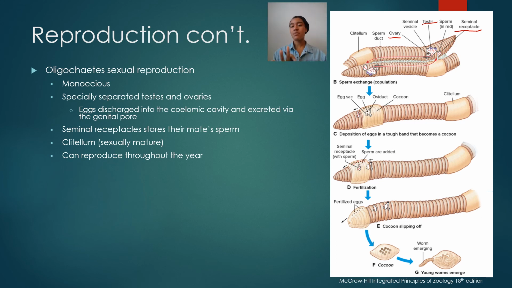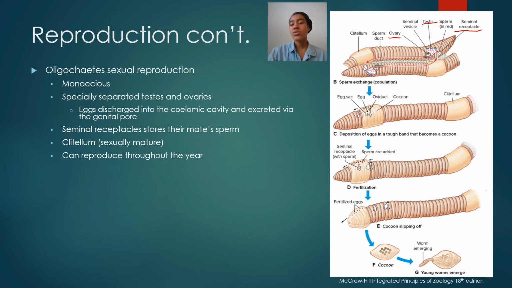But this is not the same as what we saw in polychaetes. In polychaetes, they release their eggs into the environment to hopefully meet with sperm that's also present in the water column in the environment. In the case of oligochaetes, the egg is kept close to the body and is basically swept up in the cocoon that will later form that protective coating for the eggs to undergo fertilization and for the juveniles to grow.